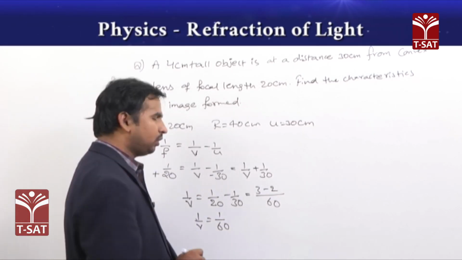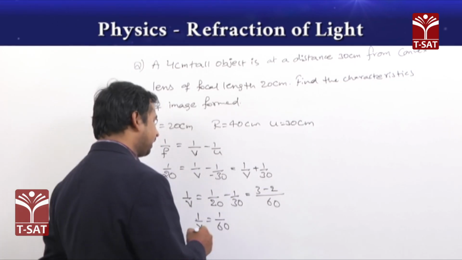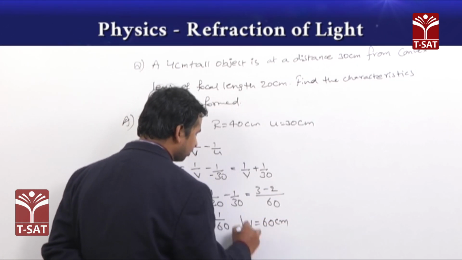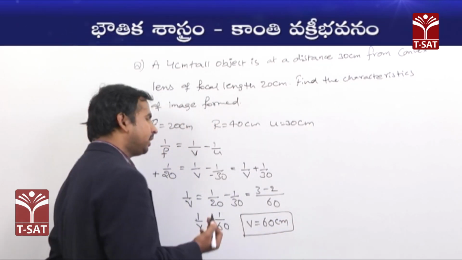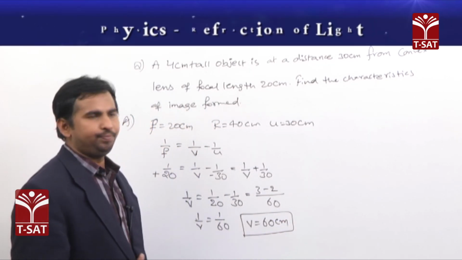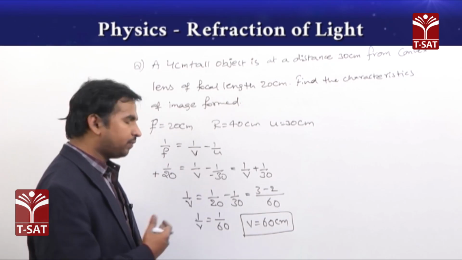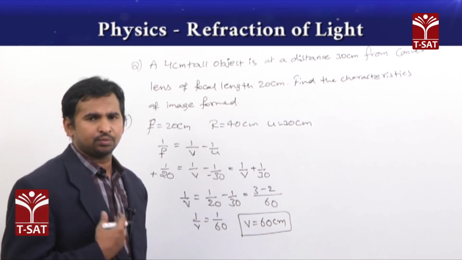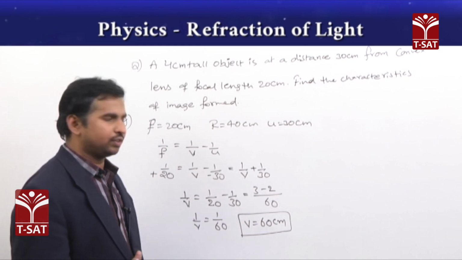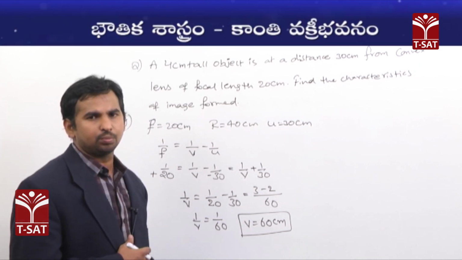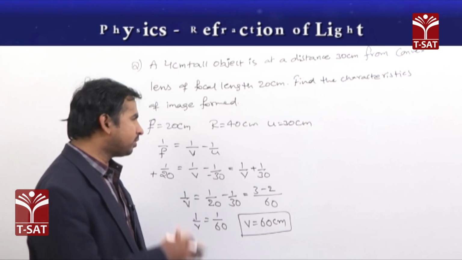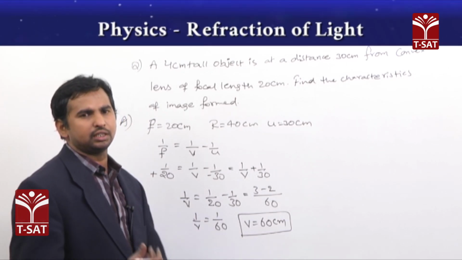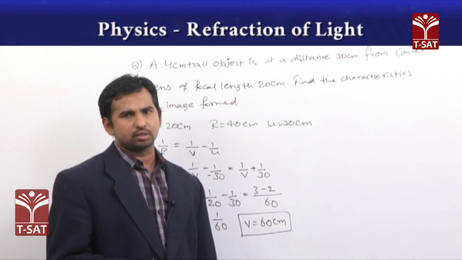As 1/v is 1/60, we get v equal to 60 centimeters. Here the image distance is 60 centimeters. As we got a positive value for the image distance, the image is formed after the lens, so the image formed is a real image.